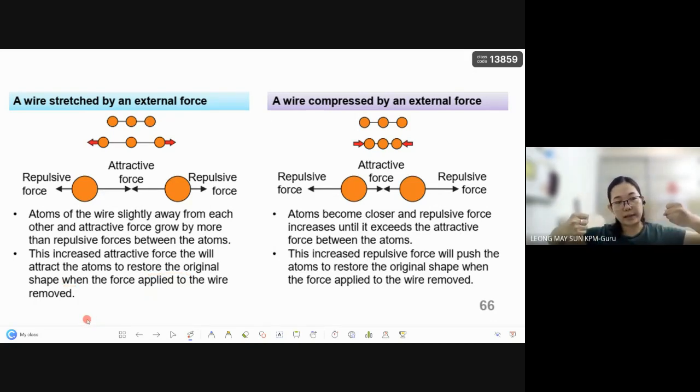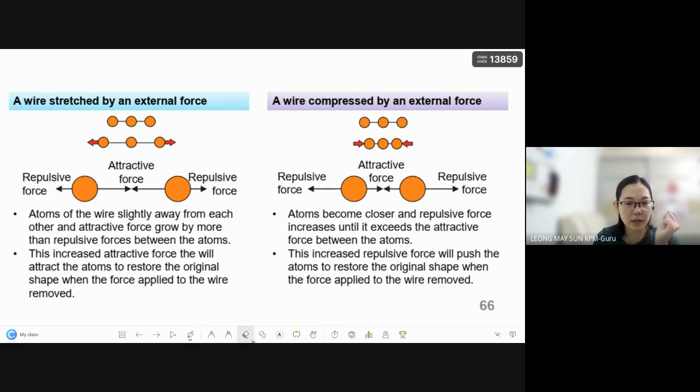So when you stretch an item, the attractive force between the atoms is the one that is trying to pull it back together. When the force is being released, let's say the spring will go back to its original shape because of this attractive force. But if we compress a spring, which means the atoms are very close towards each other, the repulsive force is the one that will become stronger. So when the compressing force is being released, the repulsive force will push the atoms to restore back to the original shape when the force applied is being removed.